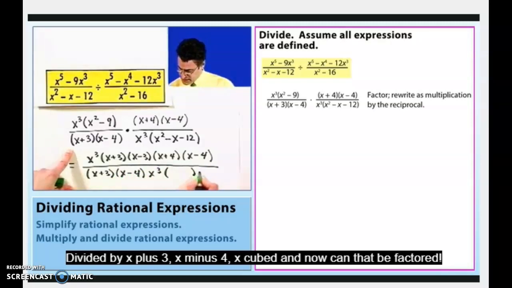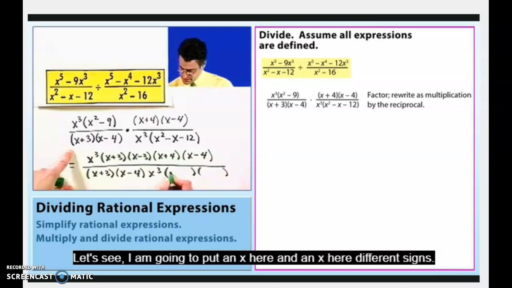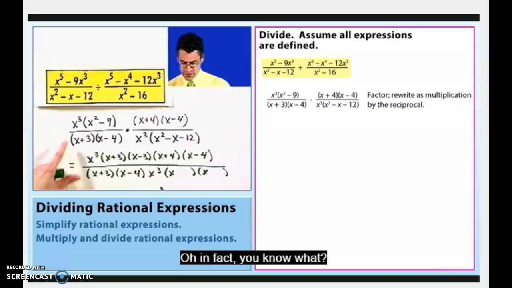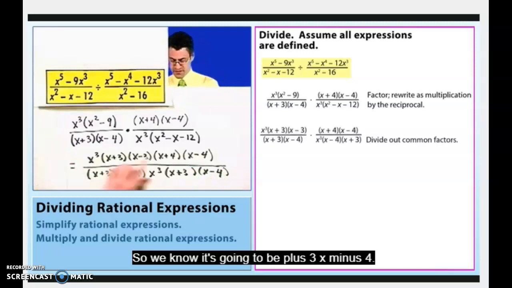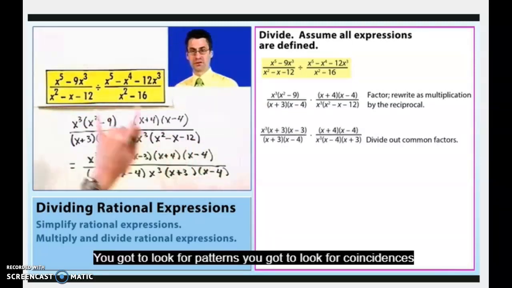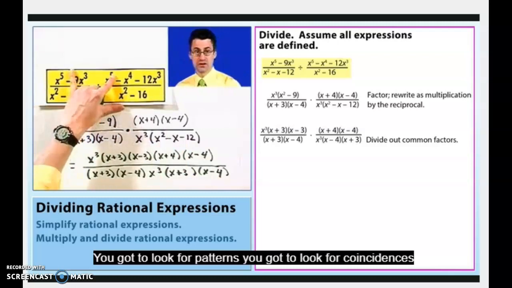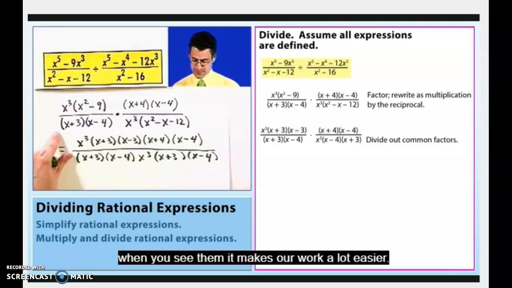And now, can that be factored? Let's see. I'm going to put an x here, different signs. Oh, in fact, you know what? We already factored that here. So we know it's going to be x plus 3, x minus 4. See, look at this. You've got to look for patterns. You've got to look for coincidences. When you see them, it makes our work a lot easier.